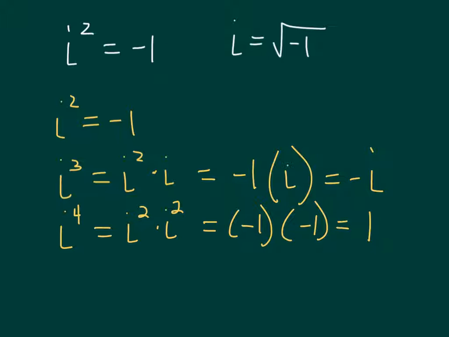Up here we also want to say that i is just equal to i. So we have i to the first power, i to the second power, i to the third power, and i to the fourth power. These are all that we have to worry about because we went from positive i to negative 1 to negative i to positive 1, and those are the only values that we can have when we're dealing with i.